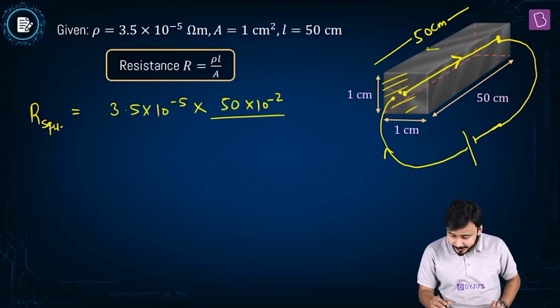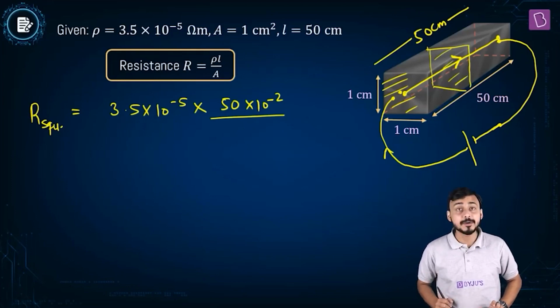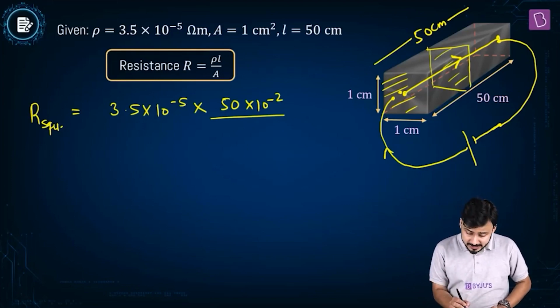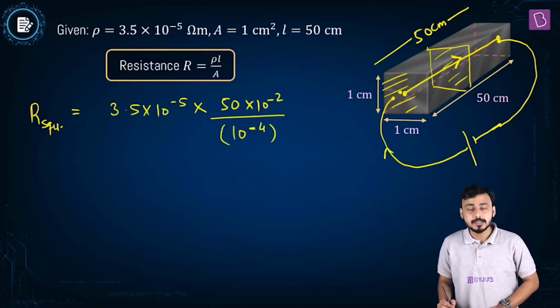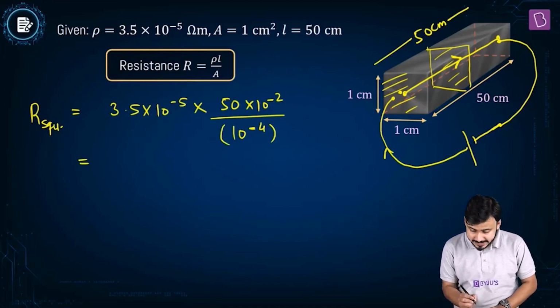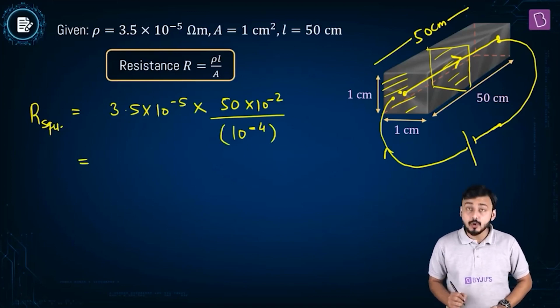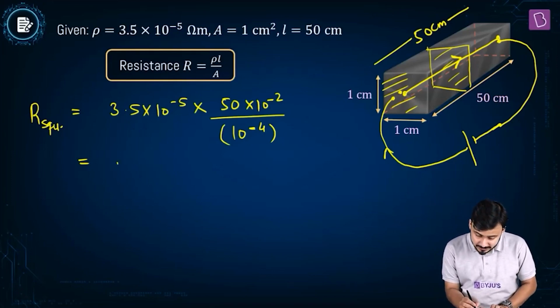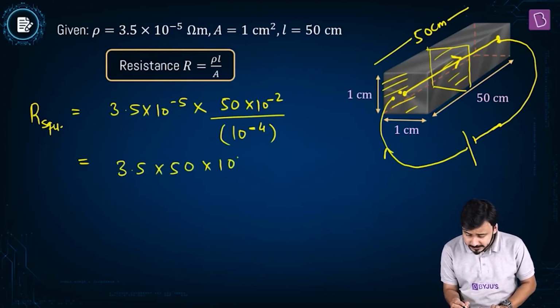This area is perpendicular to the flow of current, right? So that's 1 centimeter square, which is nothing but 10 raised to power minus 4 meter square. If you solve this, 10 raised to power minus 4 will go up, making it 10 raised to power plus 4. Plus 4 multiplied by 10 raised to power minus 5 makes it 10 raised to power minus 1... so it becomes 3.5 into 50 into 10 raised to power minus 3.